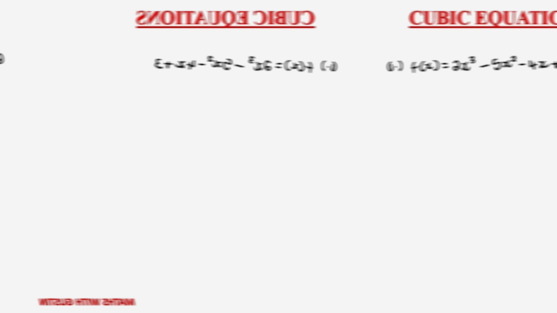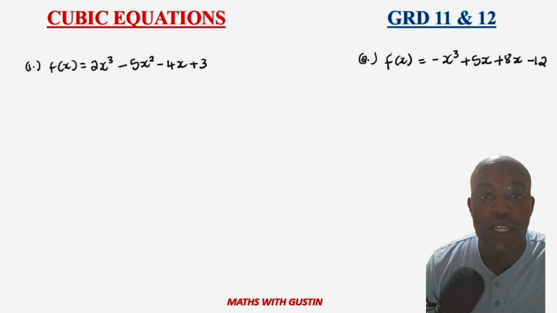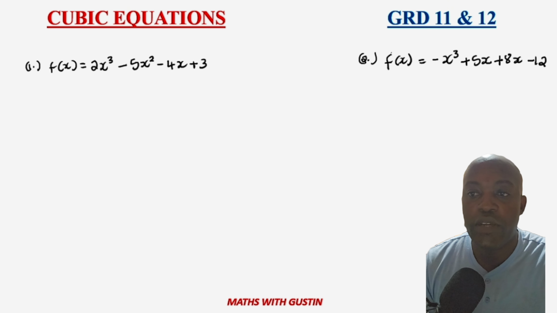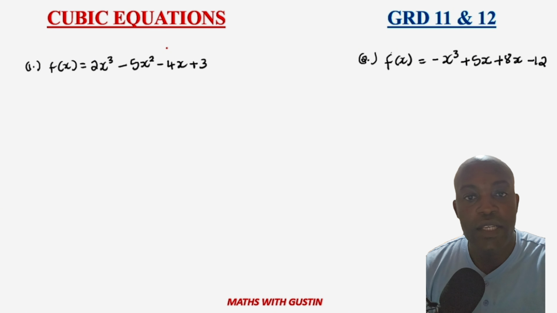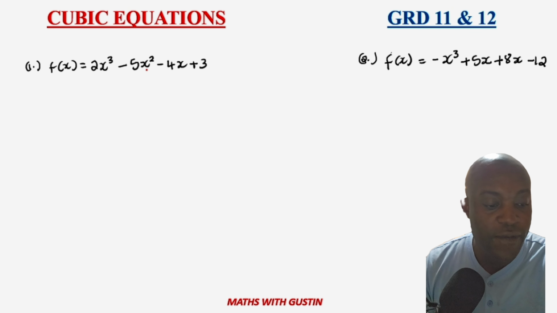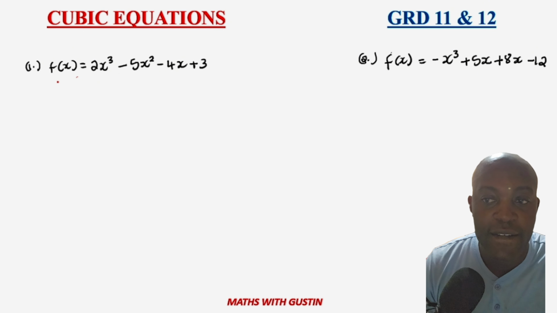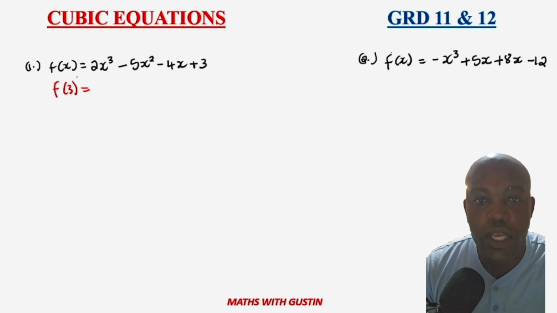Let's go. So now, guys, let's have a look at the examples that we have here. We have a cubic function that is given to us by f of x equals x cubed minus 5x squared minus 4x plus 3. Now, if you were asked to factorize this cubic function, what you would do is look for one value which, when you substitute it here, is going to give you 0. So let's go ahead and do this.